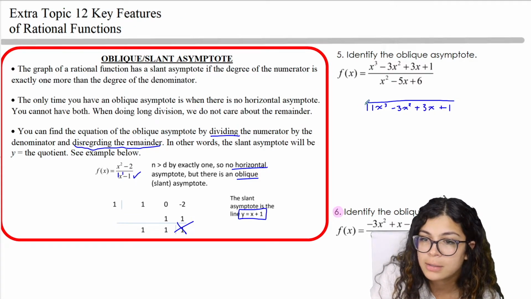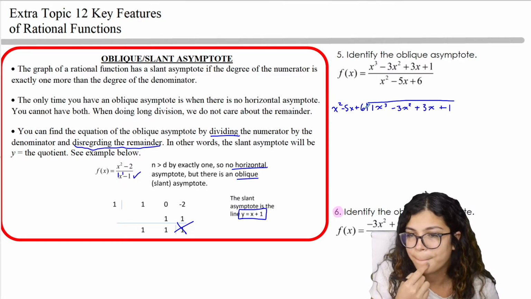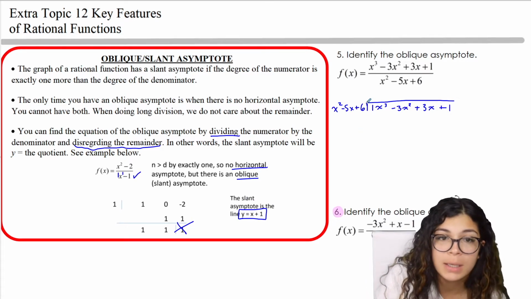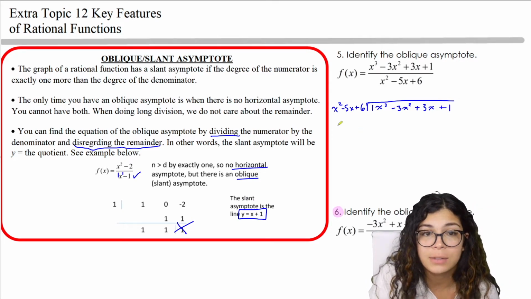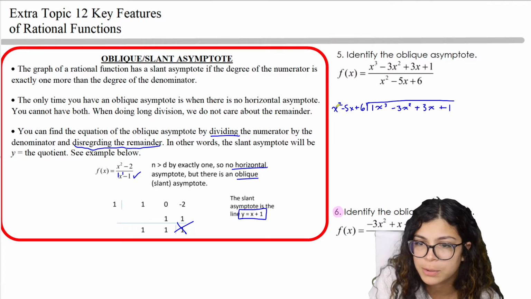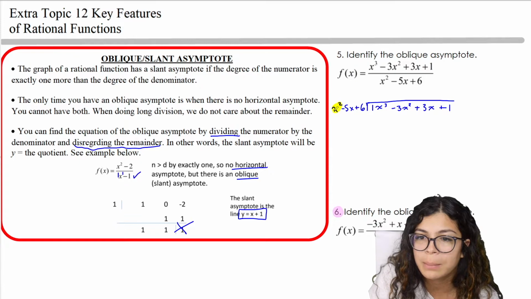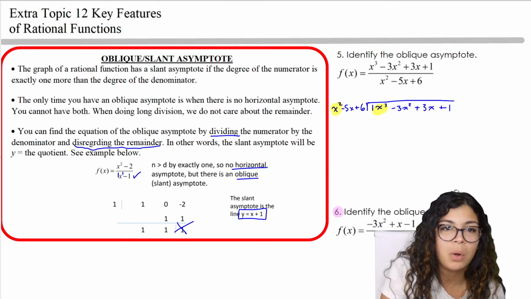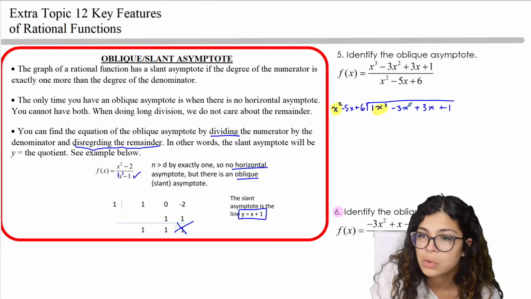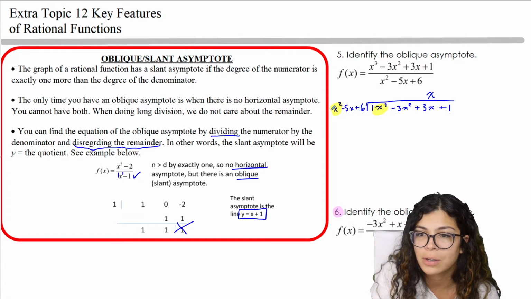Then our divisor, which is going to go on the outside, is x squared minus 5x plus 6. Whenever I'm doing long division, I like to kind of work backwards because normally we're supposed to divide these two. But I like to think, what do I multiply x squared by to get 1x cubed? So I would have to multiply by x. So that's what I'm going to multiply by. I multiply by x. And now I multiply x to the entire divisor. X times x squared is 1x cubed. X times negative 5x is negative 5x squared. And x times 6 is 6x.